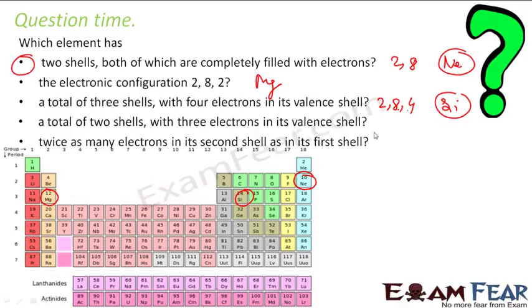2 shells with 3 valence electrons, that is 2, 3 is my electronic configuration. 2 plus 3 is 5. 5 is boron. So boron is my answer. Twice as many electrons in the second shell as the first shell. The first shell will have to be filled, right, to go to the second shell. So the first shell will have 2 and the second will have 4, because twice the electrons in the second shell as in the first shell. So 2 plus 4 is 6. 6 is carbon. So if you see, it is very easy to find the elements if I know some property of the element and I have the periodic table.